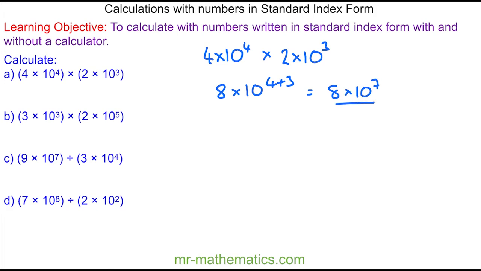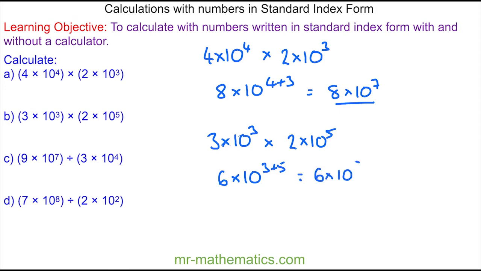And for question B, we have 3 times 10 to the 3 multiplied by 2 times 10 to the 5. Again, we'll multiply the 3 and the 2 to make 6. And because the bases are the same, we can add the two powers. So we have 6 times 10 to the 3 add 5, which is 6 times 10 to the 8. Moving on to question C.